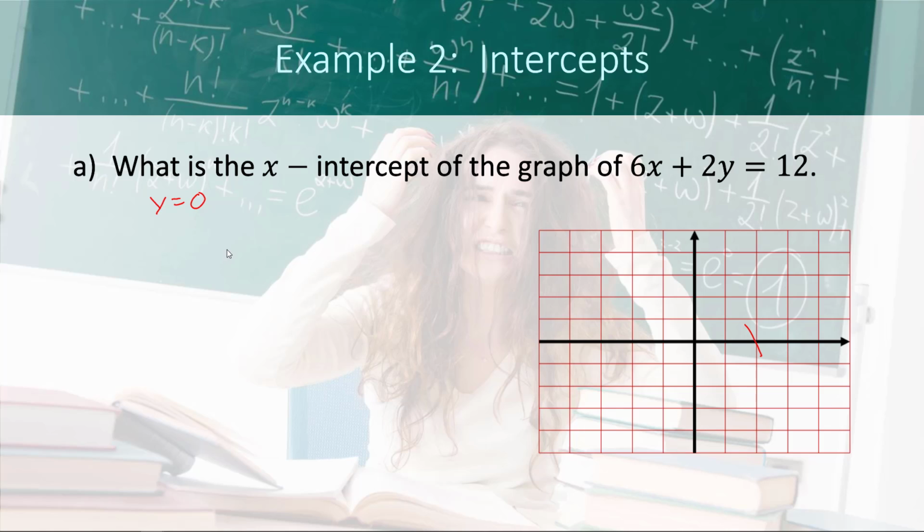And if we do, we will have 6 times x plus 2 times 0, which is 0. And that's going to be equal to 12. And that means that x is equal to 2. So the x-intercept is this point right here.